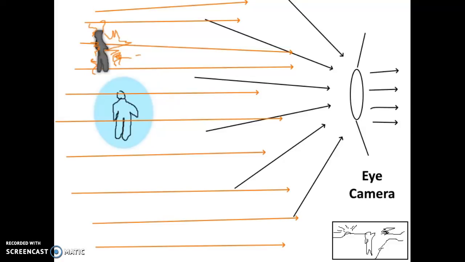In this video, I'll explain how it is that some people see paranormal things while others don't. And I'll also explain how paranormal glitches appear on photographs or on video footage. Now let's say this is an eye, okay? This is your eye lens.